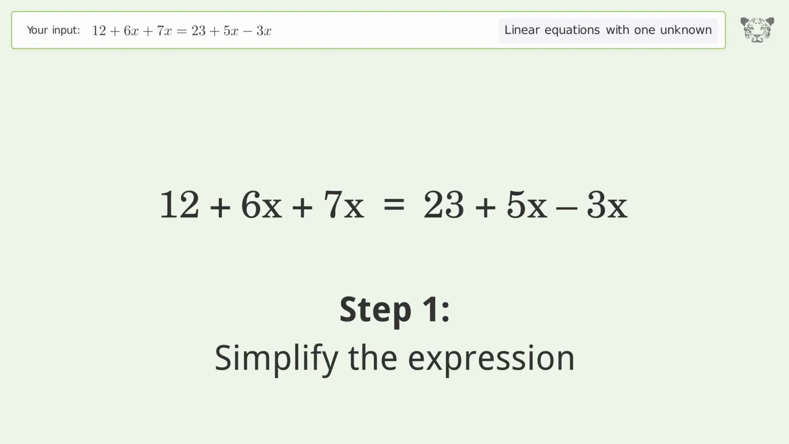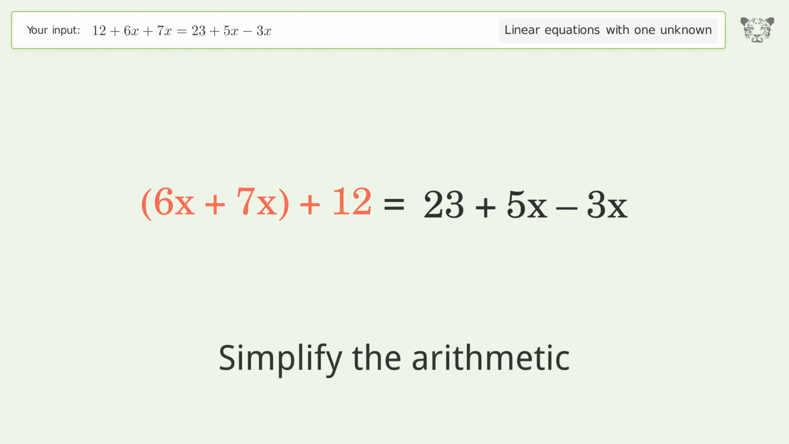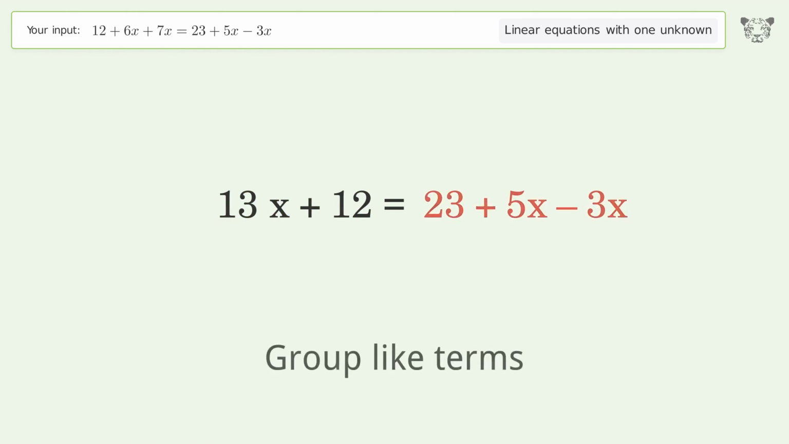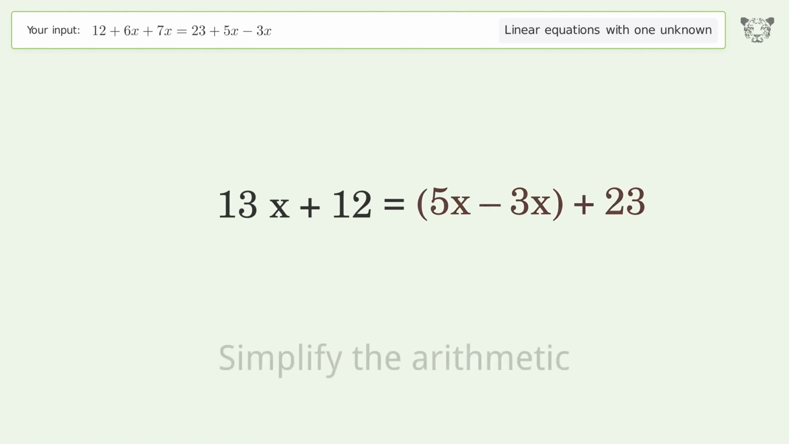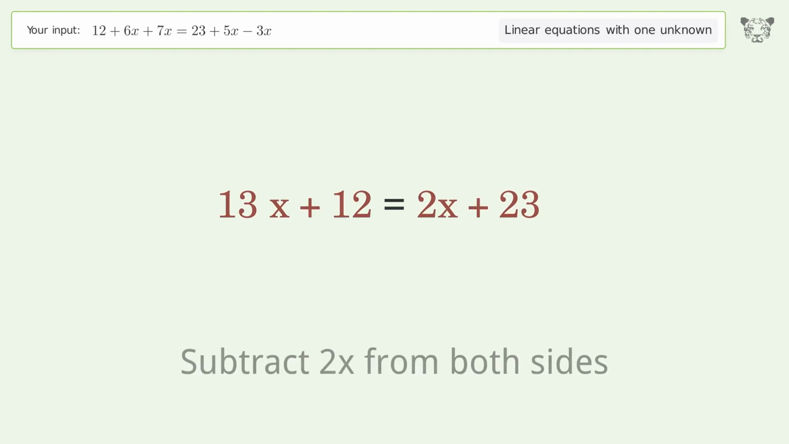Simplify the expression. Group like terms. Simplify the arithmetic. Group like terms. Simplify the arithmetic. Group all x terms on the left side of the equation. Subtract 2x from both sides.